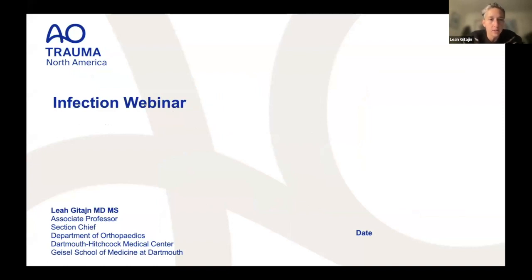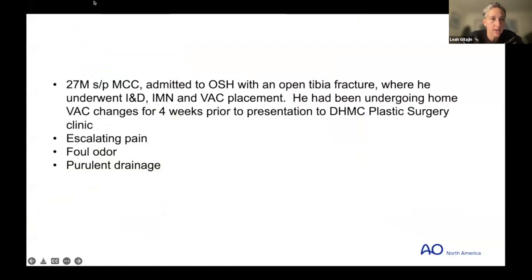So I'm going to also start this one with a case. I have a 27-year-old male who had a motorcycle accident, went to another hospital with an open tibia fracture where he underwent IMN, intramedullary nail, and VAC placement. He had been undergoing home VAC changes for about a month prior to presenting to our plastic surgery clinic because he noticed a foul odor, escalating pain and purulent drainage, and he was kind of writhing in the clinic. I was impressed that he had lasted that long.